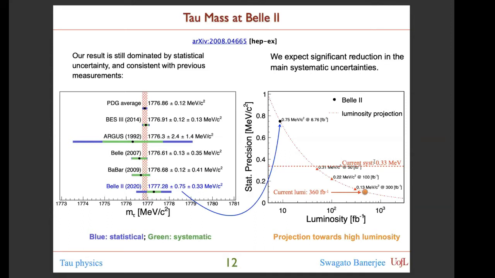However, our present study is still limited by the systematic error, which is around 0.33 MeV. Several ongoing studies are aiming to reduce this systematic error, and we hope to bring it down towards the world precision, and that is one of the important goals of the high luminosity Belle 2 data.